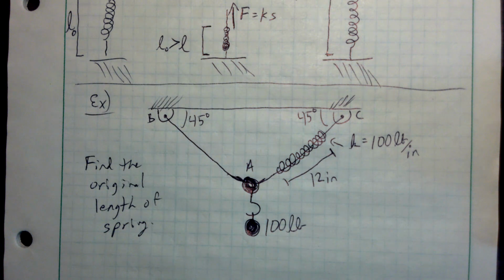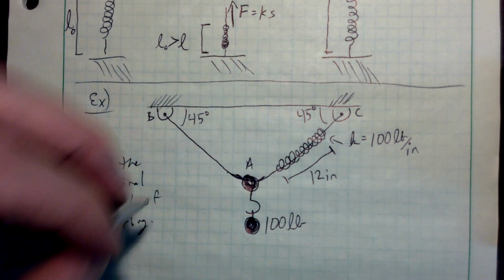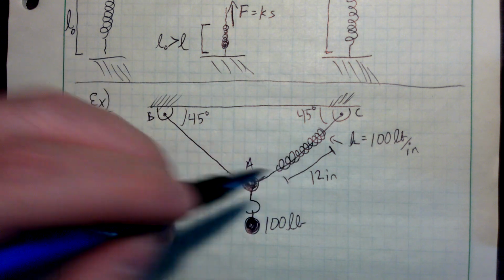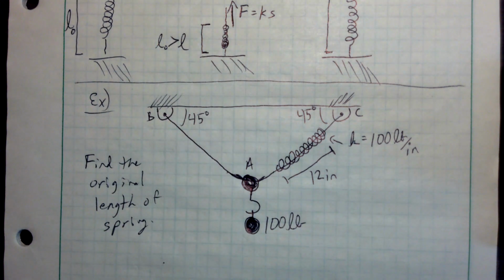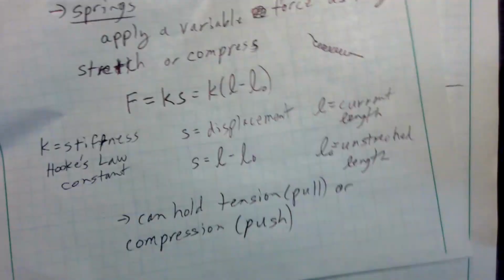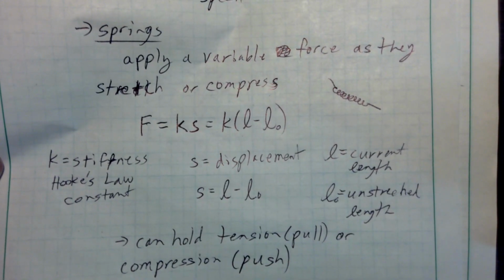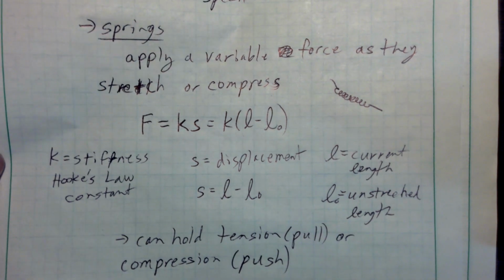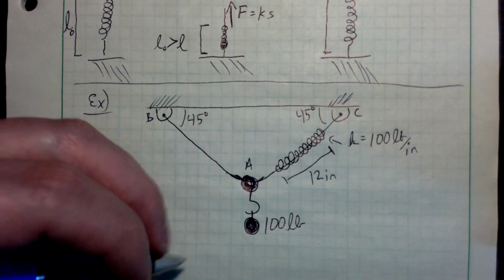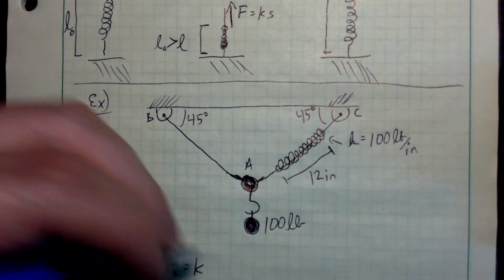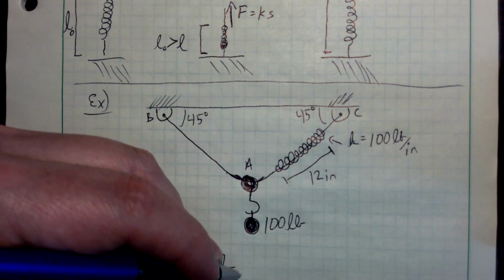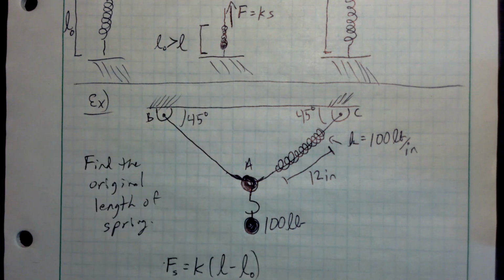Okay. So the procedure, standard problem solving says, what are you looking for? Well, you're looking for the original length of the spring, which means to find that, this is what we know about springs, right? The force of the spring is equal to the stiffness, the constant, times length minus L naught. So standard problem solving says, what are you looking for? We're looking for L naught.